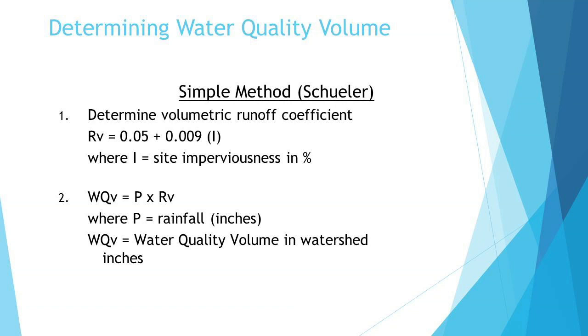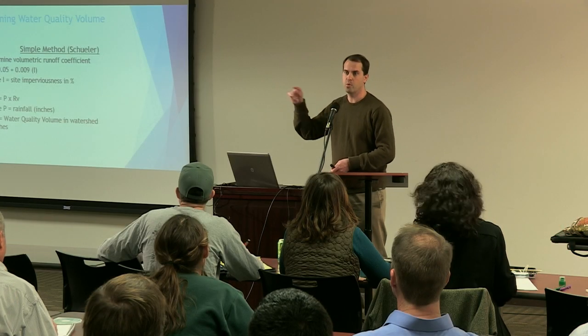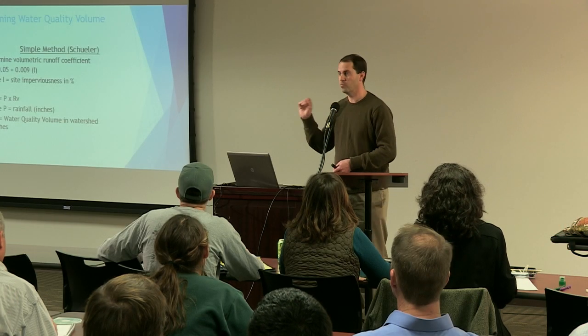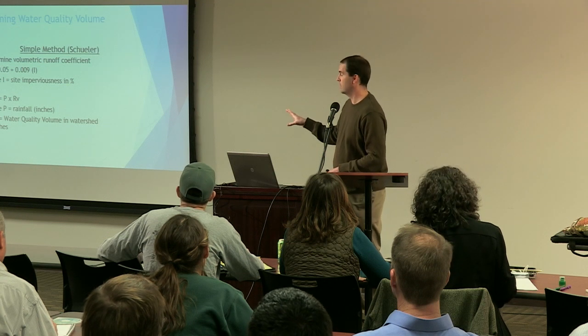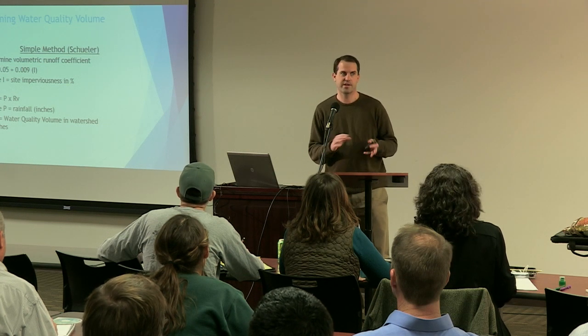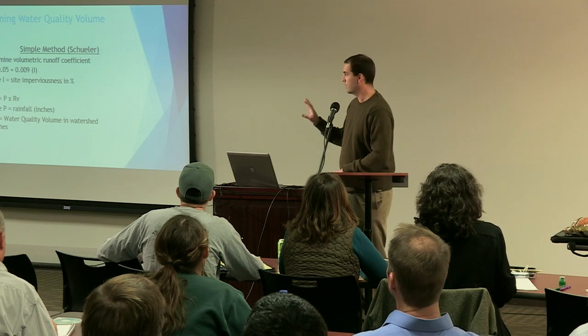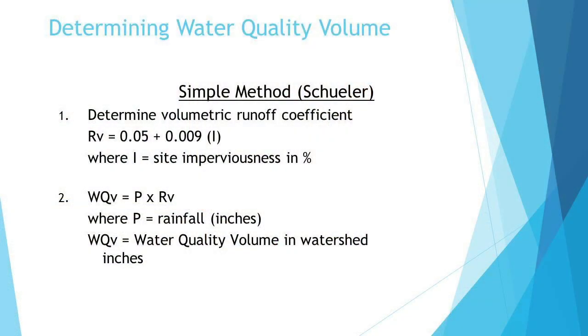You're simply going to calculate this runoff coefficient, Rv, and it's defined in that equation there. That's 0.05 plus 0.009 times I, and I is in percent. So if it's 60% impervious on your site, you're putting 60 in that, not 0.60. So just one thing, that's a little slip-up that's often made. People think, well, is it a fraction? Is it a percentage? What is it? You're going to put the whole number of the percent in there. So if it's 60%, you put 60 for the I.